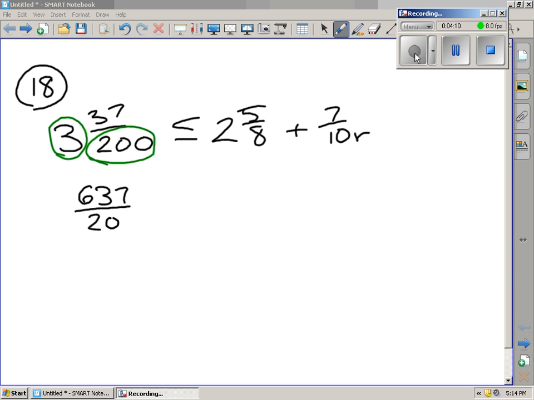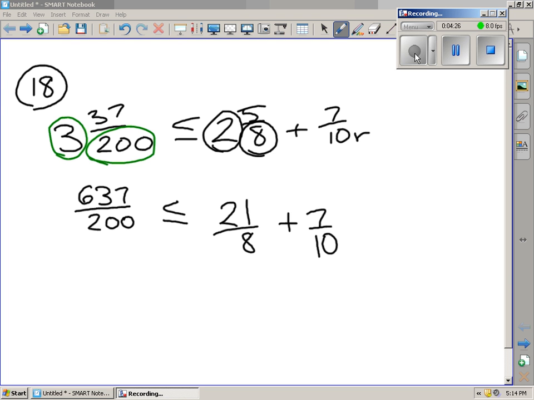637/200 is less than or equal to 2 and 5/8. So I'm going to take 2 and multiply it by 8, and we get 16, and then we add to that 5 and we get 21/8. And then I don't have to do anything with the 7/10 r. Now we know that we're going to use our least common multiple to clear these fractions. So I'm going to multiply the left side by 200, and I'm going to multiply the right side by 200.